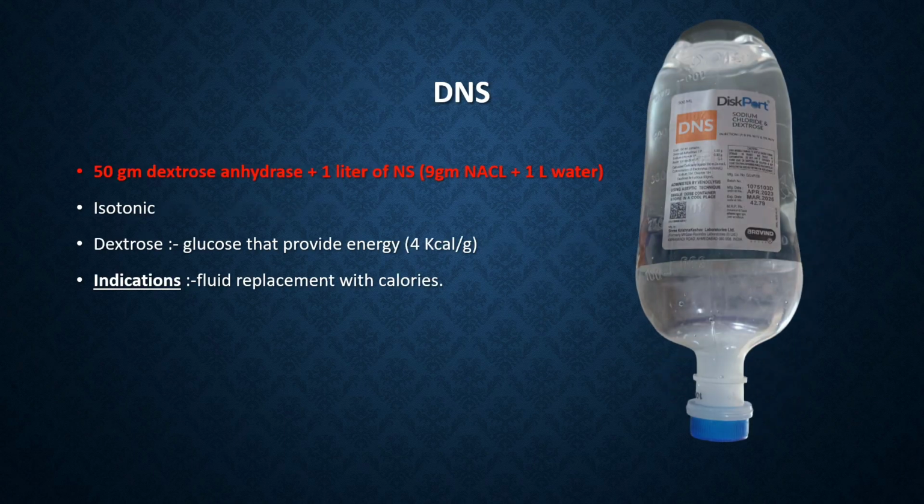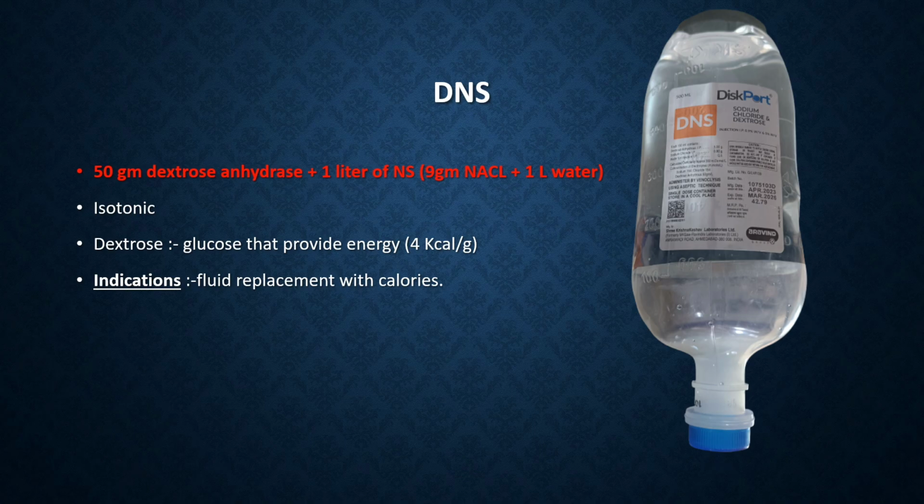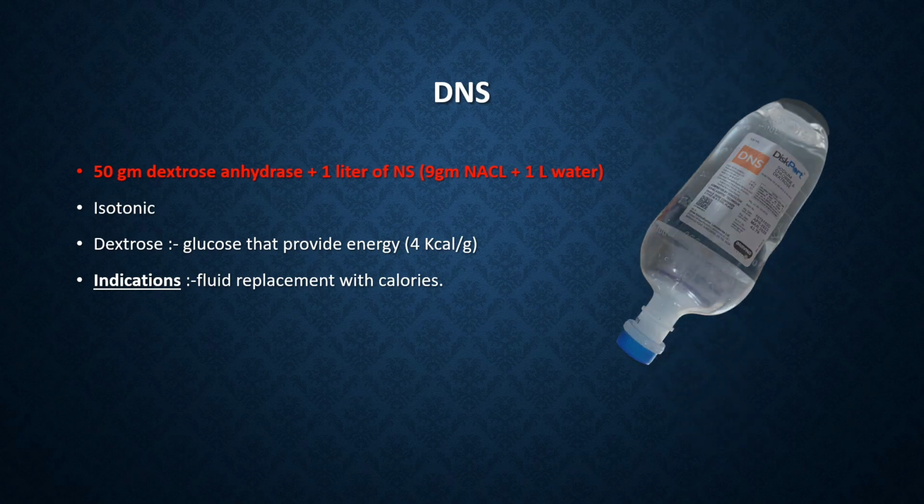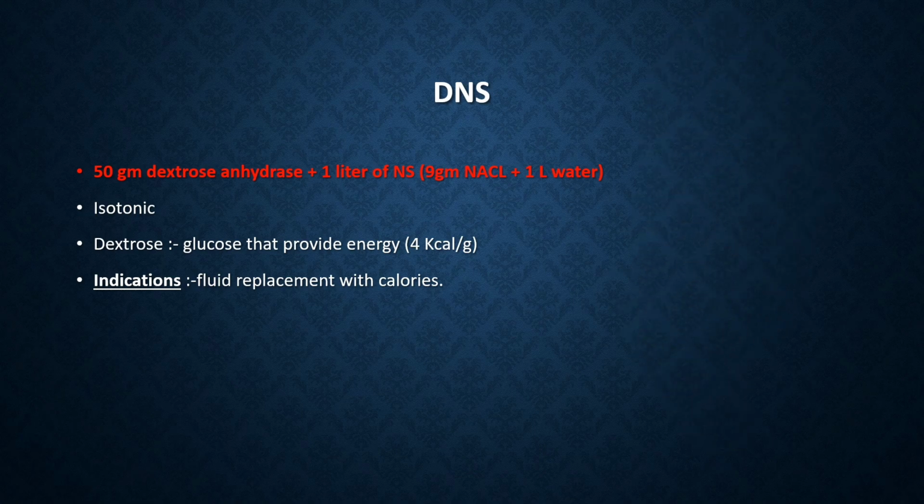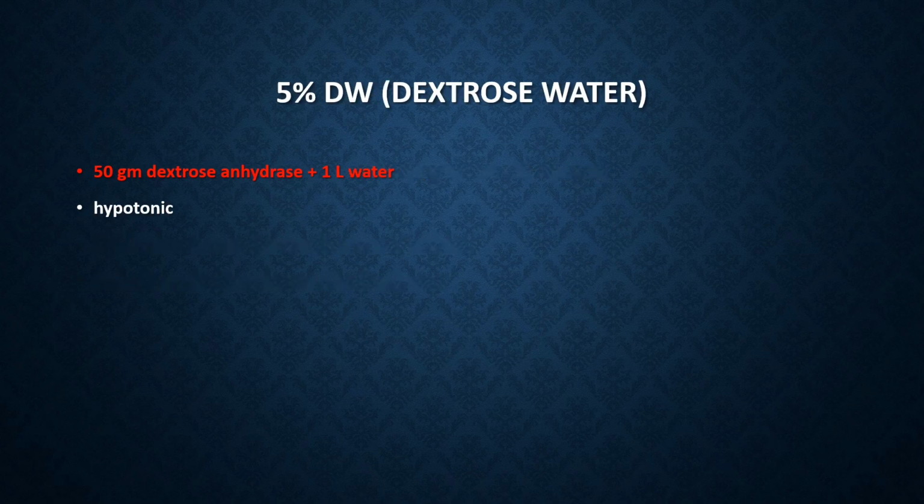The next fluid is DNS. It contains 50 gram of dextrose anhydrous in 1 liter of NS. As we all know, NS means 9 gram of NaCl in 1 liter of water. It is isotonic like normal saline because dextrose doesn't contribute any osmolarity, so adding dextrose to the NS does not increase the tonicity of the fluid. So it is isotonic. Dextrose is a type of glucose that provides energy, 4 kilocalorie per gram. So the indication of DNS is when we require fluid replacement along with calorie replacement, then we can give DNS.